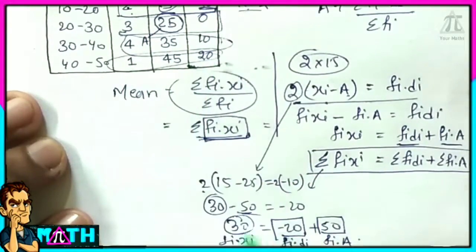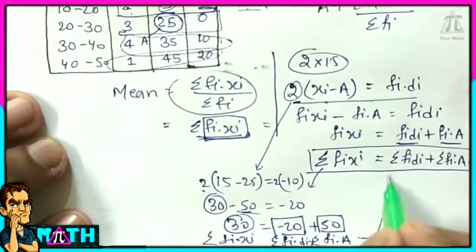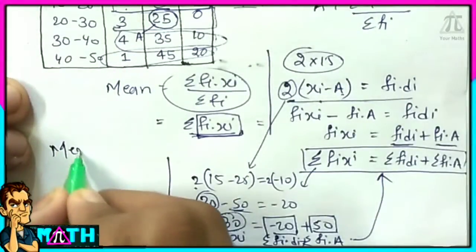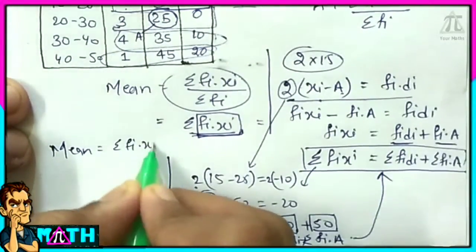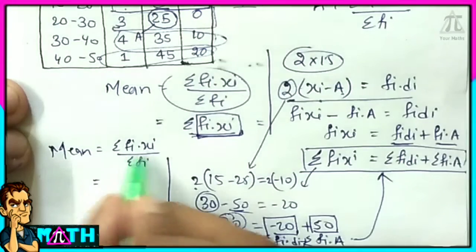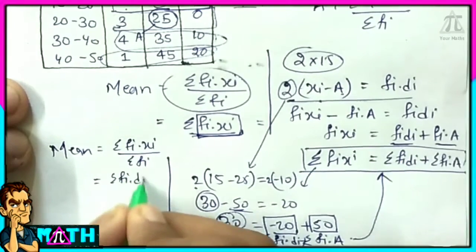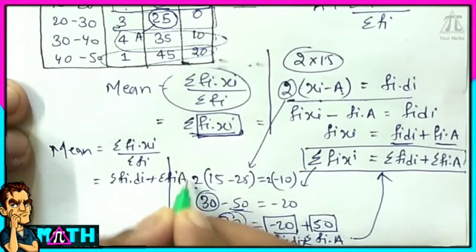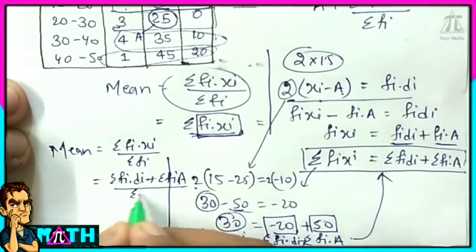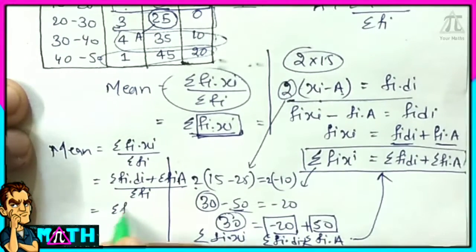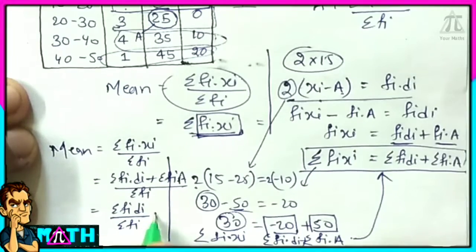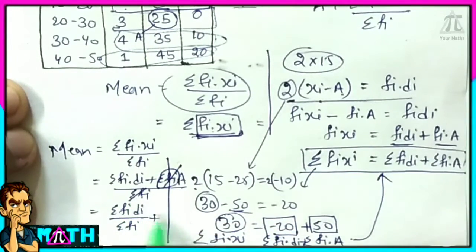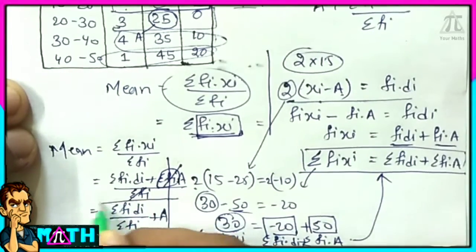And for summation of fi into xi you need to do the summation on the RHS as well. Now you know that the mean formula is summation of fi into xi upon summation of fi. Now summation of fi into xi you can write as summation of fi into di plus summation of fi into a, upon summation of fi. Now you can write summation of fi into di upon summation of fi plus summation of fi into a upon summation of fi. From here fi cancels, and it's a only. And yeah, you have proved it.